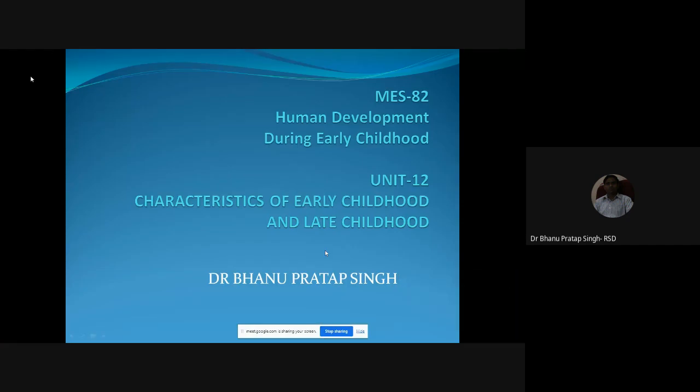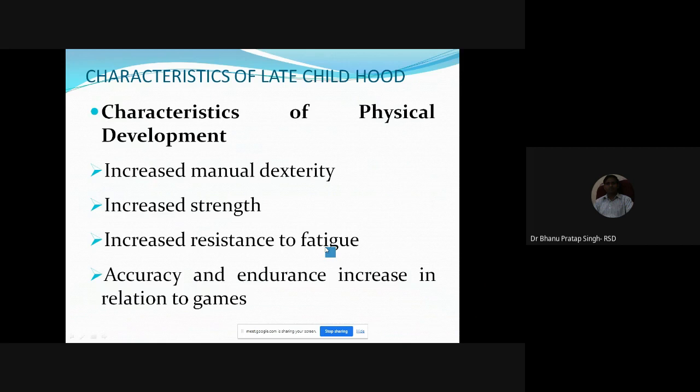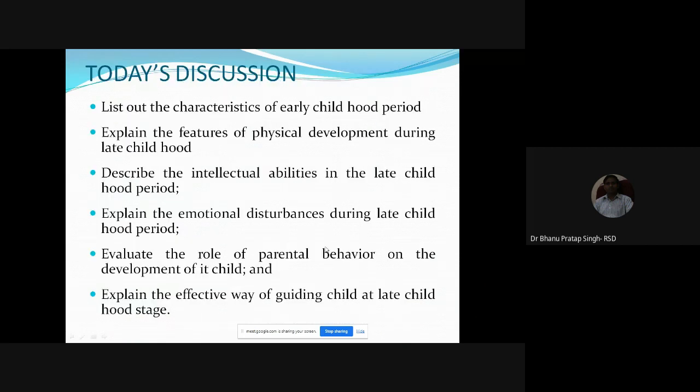So in this particular unit, we will discuss characteristics of early childhood period, features of physical development during late childhood, intellectual ability of late childhood, and what are the emotional disturbances during late childhood, and the role of parents. Further, what are the effective ways of guiding a child at late childhood stage.